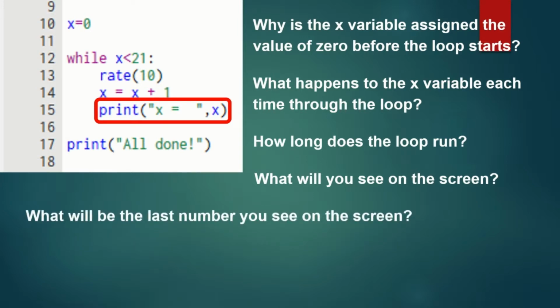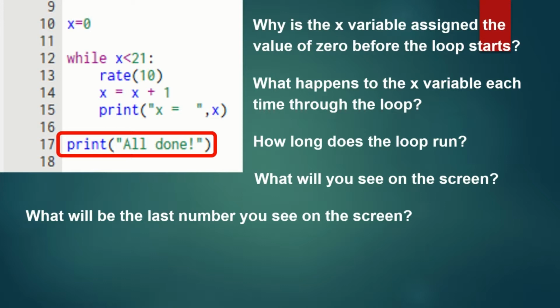So the last number that you see on the screen should be x equals 20, because that's the only number less than 21 when we add those together. Once we get to 20, then we are going to be completely done. It's going to skip the loop and go to the next command, which is print all done.